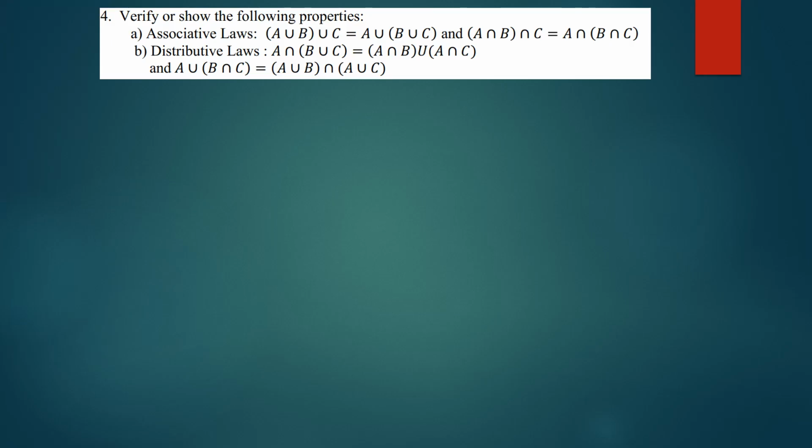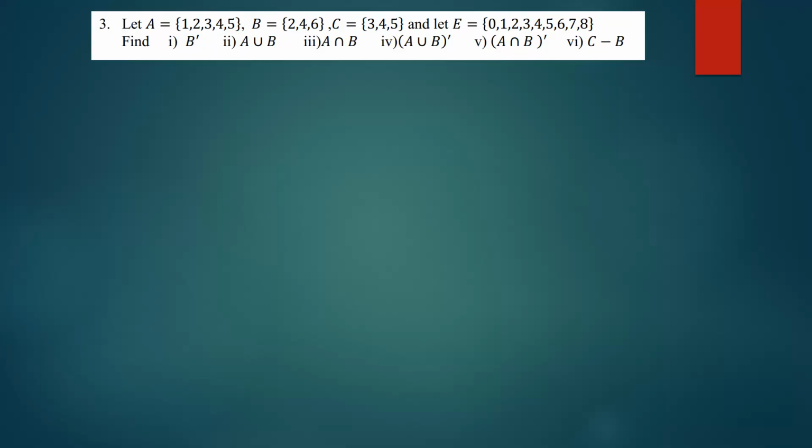Let's proceed. This is the question that we've been asked, and it's asking us to find B complement, A union B, A intersection B, A union B complement, A intersection B complement, and C minus B. So this is a very simple question. A has been given, B has been given, C has been given, and the universal set has been given.